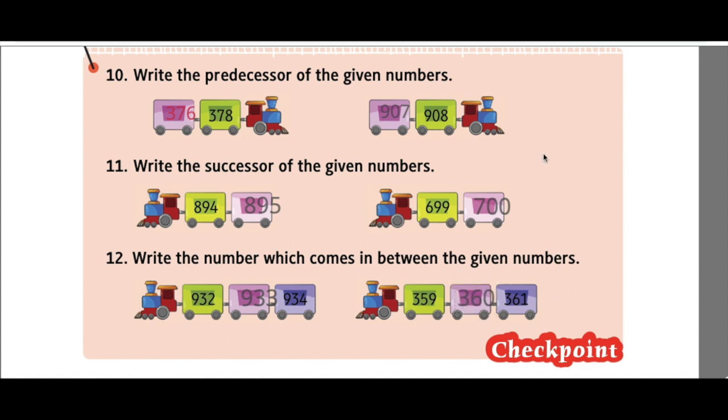So children, predecessor means you have to write the before number of the given 3-digit number. Successor means you have to write the after number of the given 3-digit number. And in between means you have to write the number which comes in between two numbers, that is 932 and 934. We had 933. So we have to write the in between number which comes between the two 3-digit numbers.